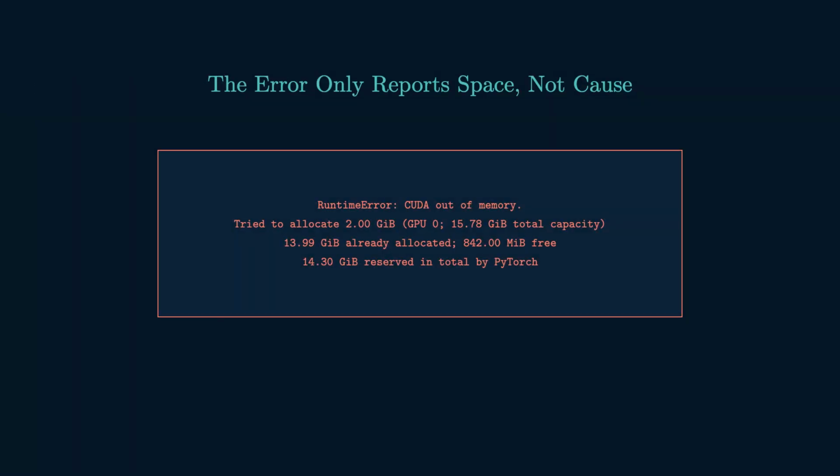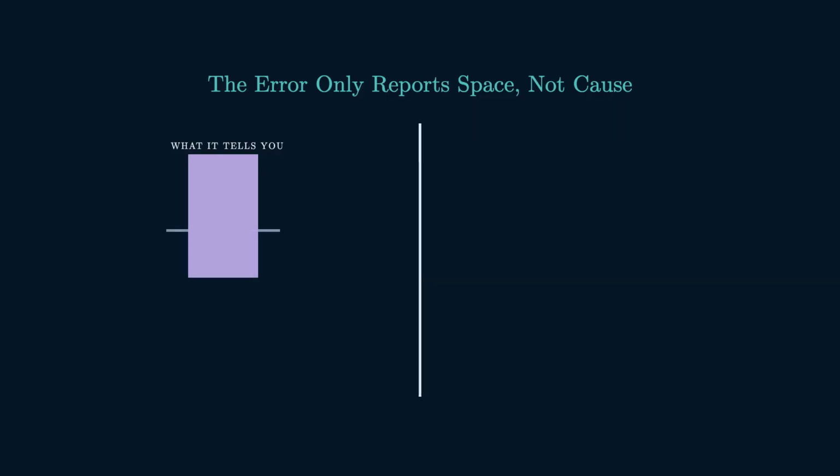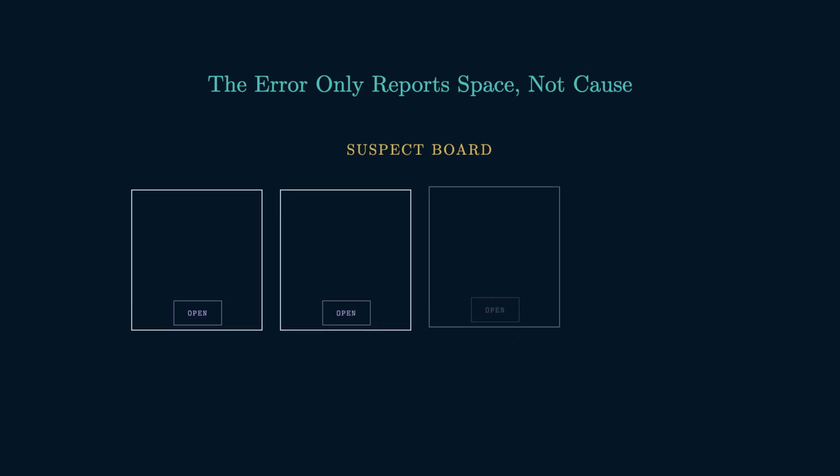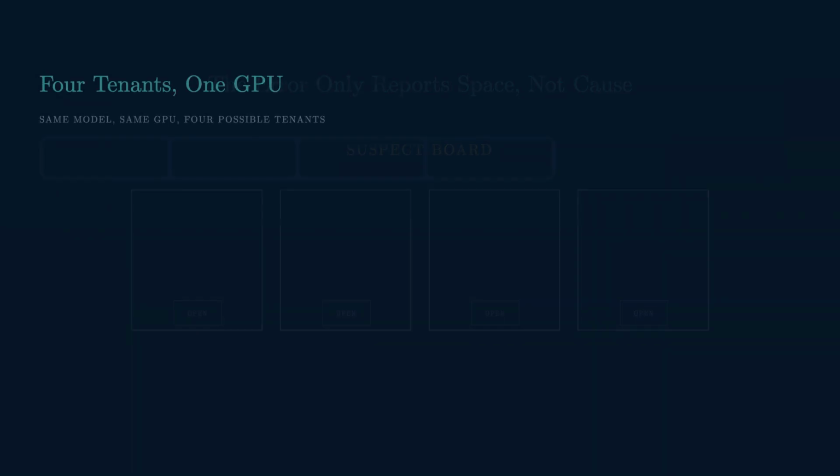Here's the thing about that error, it reports space, not cause. It tells you the GPU filled up. It doesn't tell you what filled it. So we're going to treat this like an investigation, with four suspects on the board, and work through them one at a time. One model thrown out, Qwen 2.5 7B, 7.61 billion parameters.